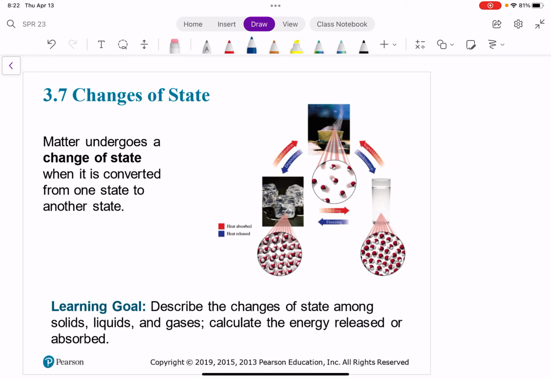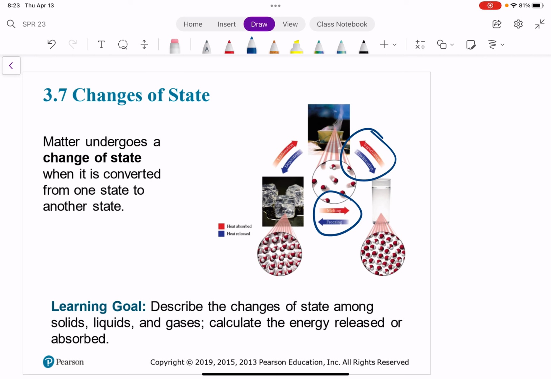In this video, we're going to go over section 3.7, which is all about changes of state. So remember, state is like solid or liquid or gas. We say that matter undergoes a change of state when it goes from one state to another. For instance, we're pretty familiar with melting and freezing. We do that a lot when we cook, right? Going from solid to liquid and liquid to solid.